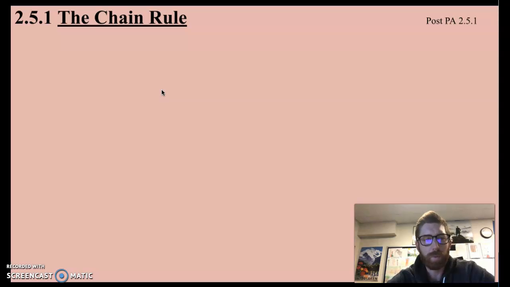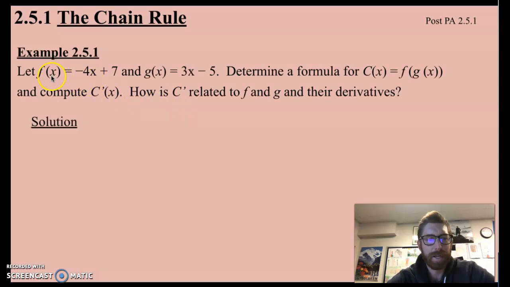Sometimes there's a workaround that you can do algebraically with your composition of functions, right? So if I had something like this, where I had f of x equals negative 4x plus 7 and g of x equals 3x minus 5, and I'm trying to find the derivative of the composition of their functions, I can do this without the chain rule. This gets a little trickier when I cannot manipulate my functions, but for right now, let's try to do it without the chain rule and see if we notice anything.